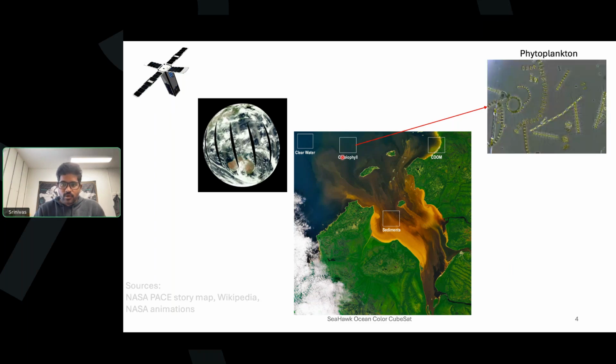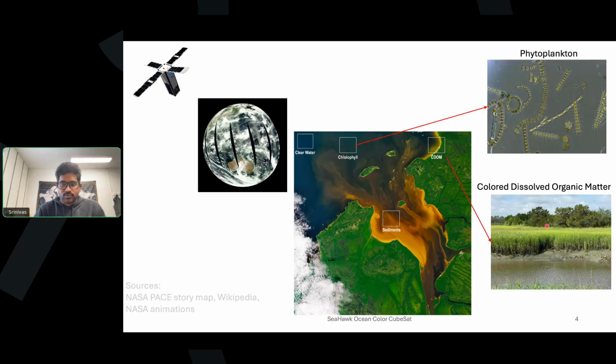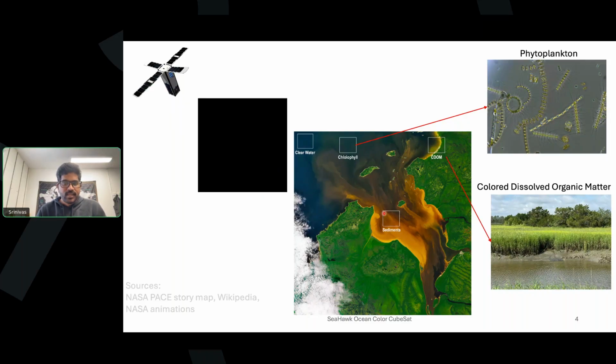Then we have colored dissolved organic matter, which is color imparted to the water by dissolved organic matter. This is a marsh estuary in Georgia, and it imparts color to the water through sediments or terrigenous dissolved organic matter. And then finally, we have suspended sediments, which, depending on size, shape, and color, impart different colors from light brown to red or dark. All these substances present in the aquatic medium interact with the light and change the color of how we see the ocean. So logically, we can use the light recorded by the sensor to derive information about these substances as well, in an inverse way.